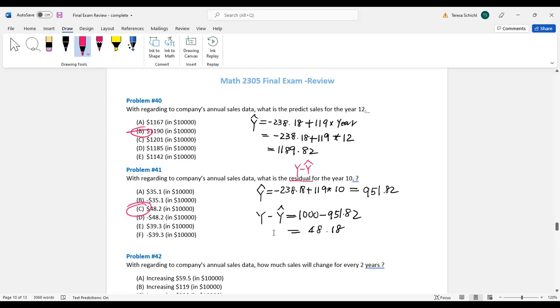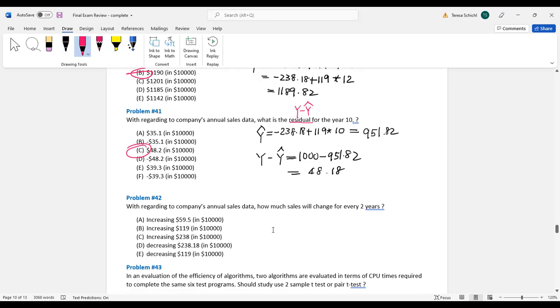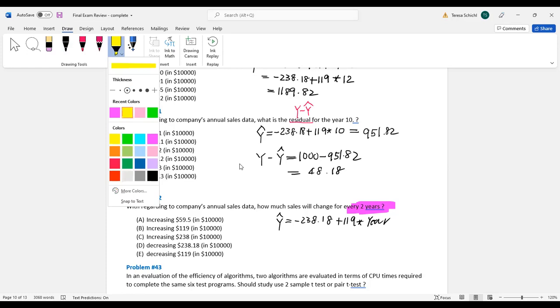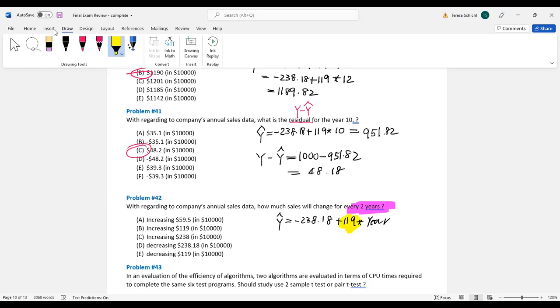See here. Okay, so now regarding the company's annual sales data, how much sale will change for every, let's say, every 2 years. All right, let's be very careful. So we know the yi hat is equal to negative 238.18 plus 119 times the year, right? So this is back to this slope again. So we know this is the slope, right? So what is the slope? We talk about many times.